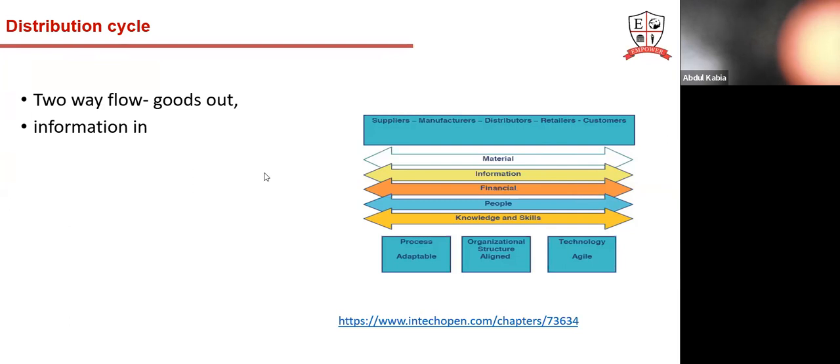So all about the distribution cycle is, as I said, it's not just moving the commodities out, but when commodities are moving, the information should come back to inform procurement issues up to the distribution to the last mile. Next slide.